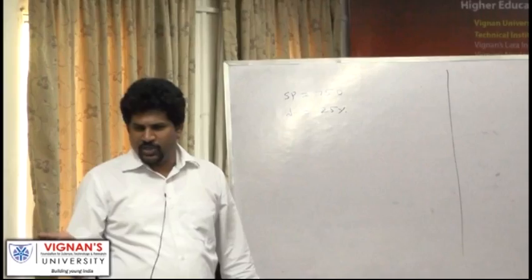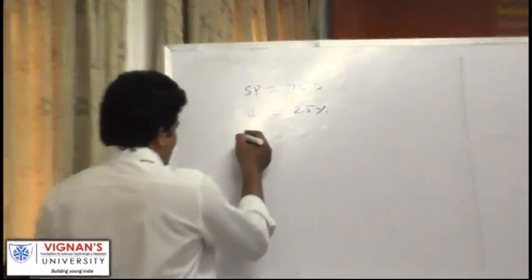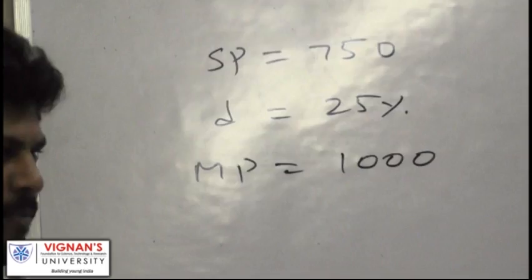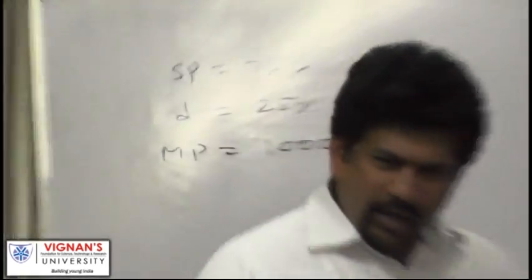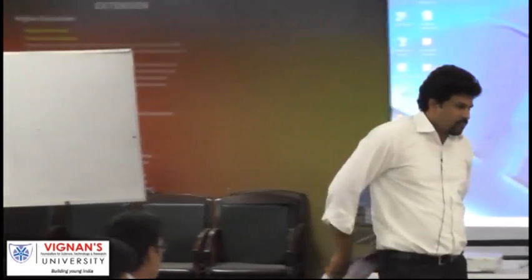So 250 rupees discount, selling it for 750. So market price is 1000. Do we know that he is getting profit here? Is he getting profit or loss here? In order to find out whether he is getting profit or loss, what do we need? Cost price. Is cost price given in the problem?